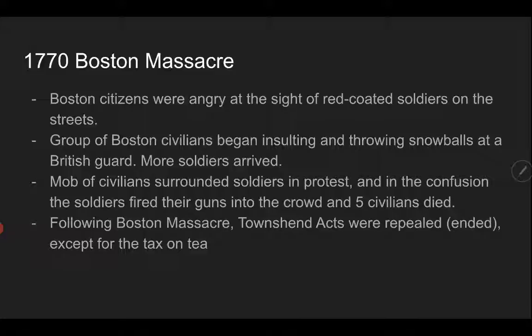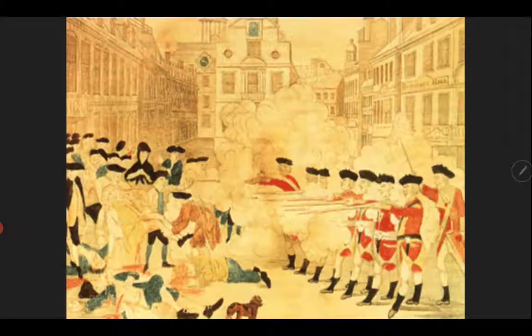Now, if you take a look at this, this is Paul Revere's printing of it. It is the British standing there firing straight up into the crowd. It doesn't show them with any weapons or clubs or snowballs or anything.